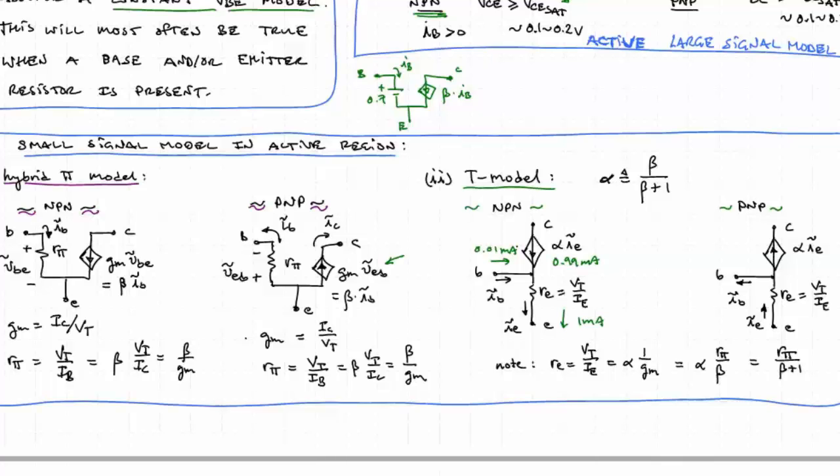The model for the PNP is, again, almost identical. The current polarities are reversed, including that of the controlled source. So with that, I think I will stop here, and we'll break this into a second video where we'll start working some problems using this content.